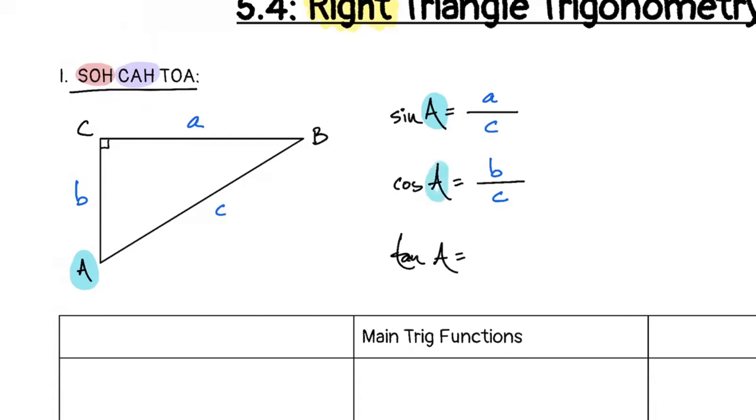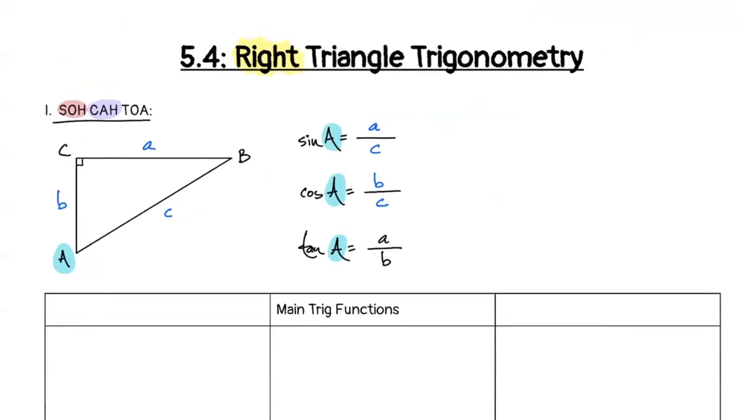All right, last one. What do we have for tangent A? If we wanted to use the letters that we have here to write a fraction, there we go. I agree, opposite over adjacent. Great. All right. Now, all of this, though, is specific to angle A.